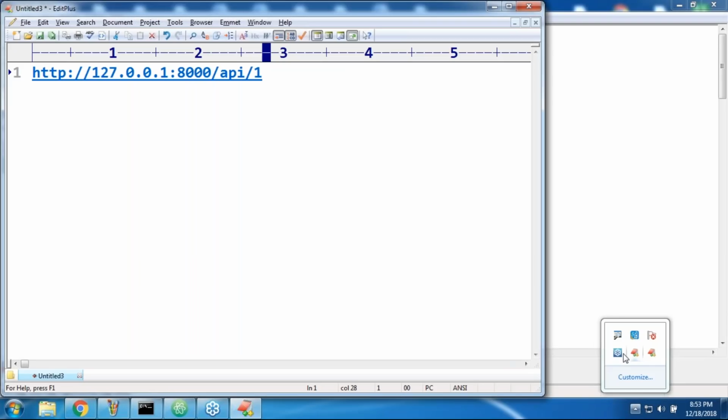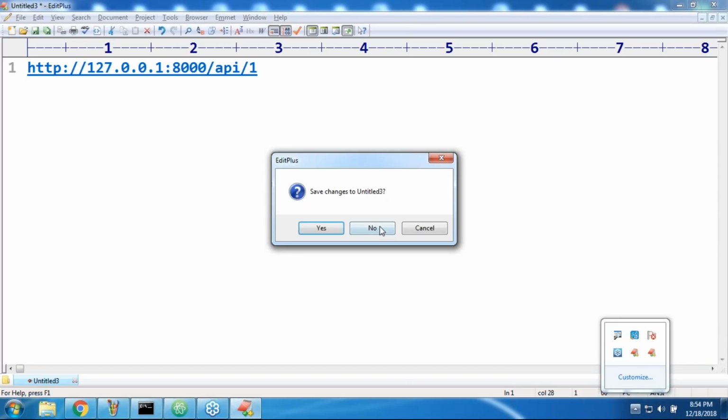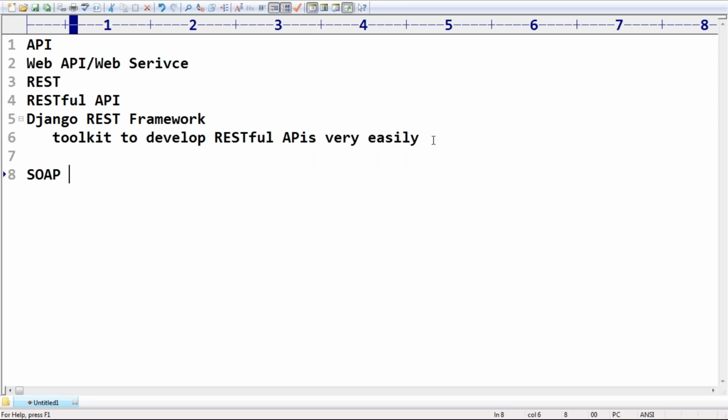What is the first one? SOAP-based web services. The second one is RESTful web services. Are you getting it? There are two types of web services: the first is SOAP-based, the second is RESTful. Anyway, we only need to discuss RESTful, but I still want to touch on this area because in the interview room there may be a chance they ask this question. That's why you should be aware of it.